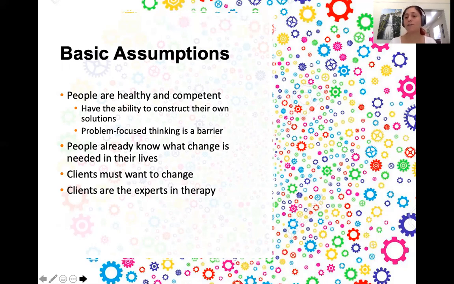People have previously solved many problems, and they probably have some ideas of how to solve the current problem, meaning that people already know at some level what change is needed in their lives. They just need to want to change and be supported in that change. The other assumption that's important, and one that we've seen before, is that clients are viewed as the experts in therapy. They're the experts over their own lives, and accordingly, they must develop their own goals and their own solutions.